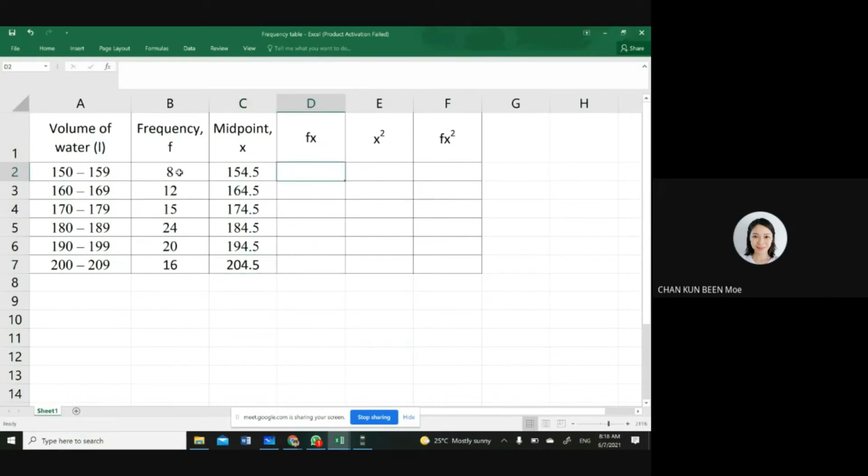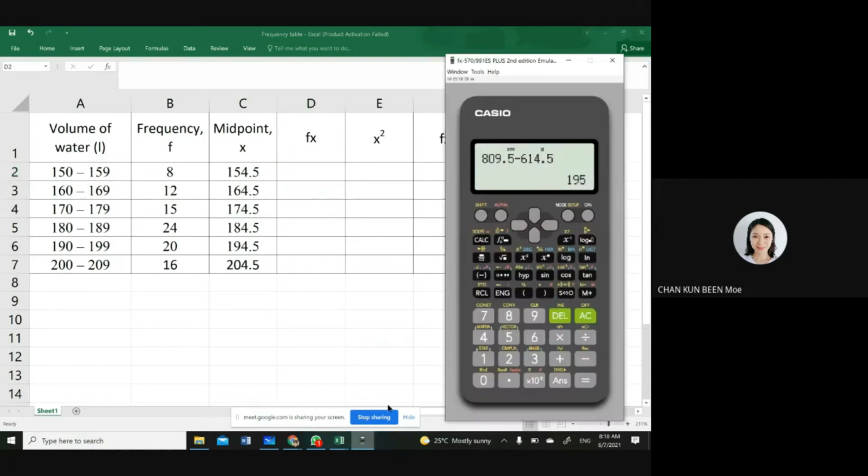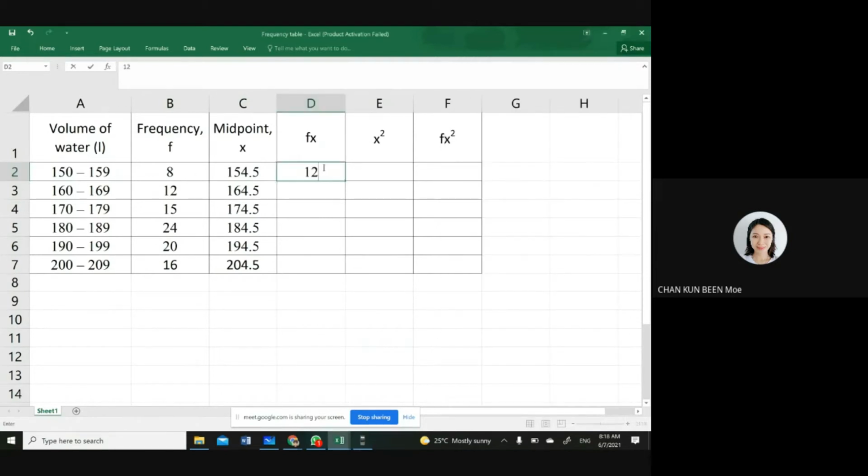Okay, then we need to get fx. Fx means 8 times 154.5. So you can get from the calculator, 8 times 154.5. We will get 1236. Okay, 1236. So I'm going to just put the formula for this one, equal to this times this. So we will get all the values there.